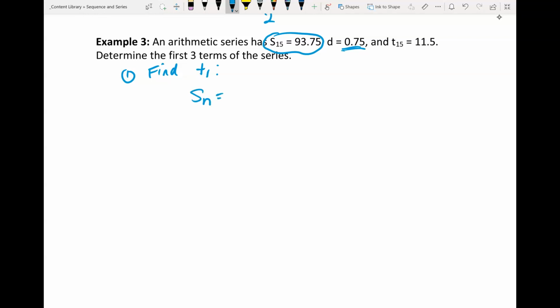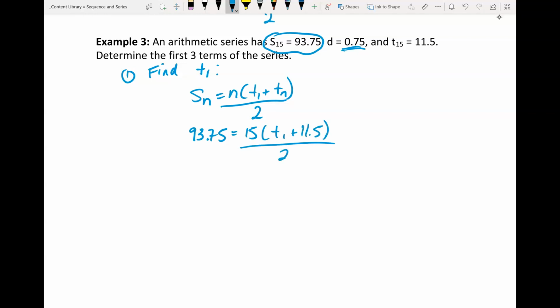So that's Sn is equal to n multiplied by (T1 plus Tn) over 2. So that's what we're going to use, just because we know n, we know Tn, we know Sn, and we're looking for T1. So I'm going to fill in this information. So S15 is 93.75. N is 15 because that's the 15th term. We're looking for T1. T15 is 11.5, and then we divide everything by 2.